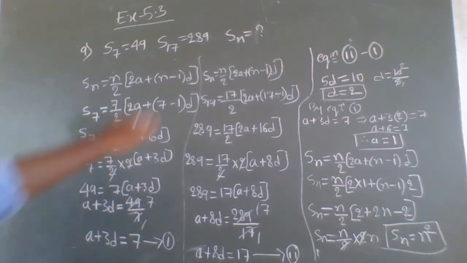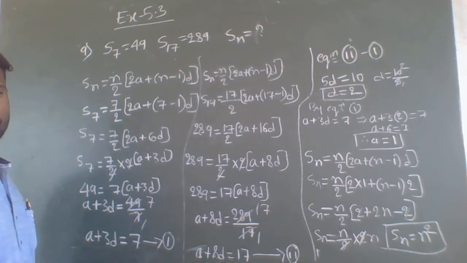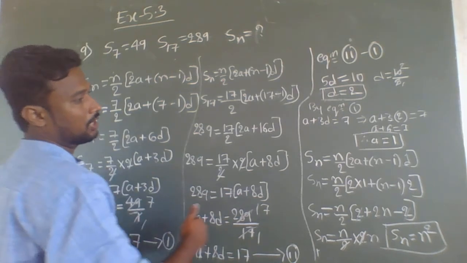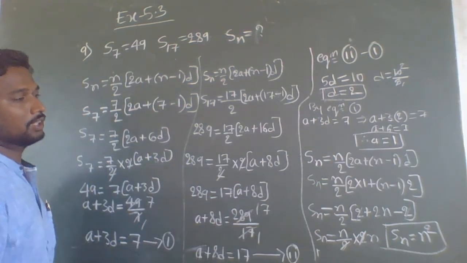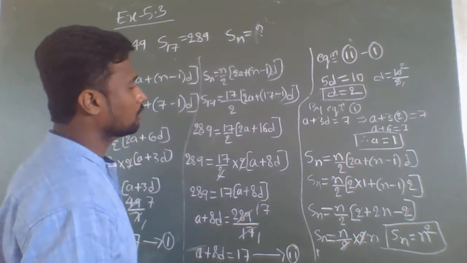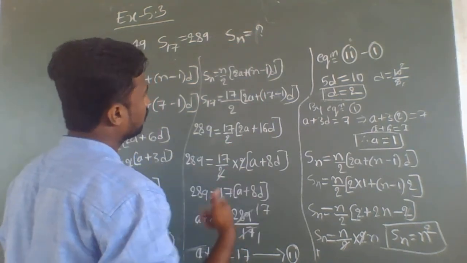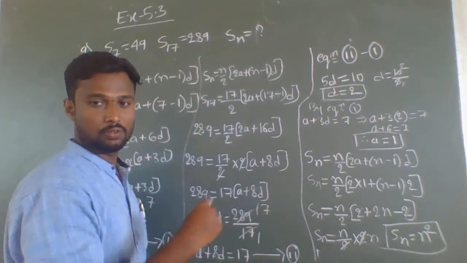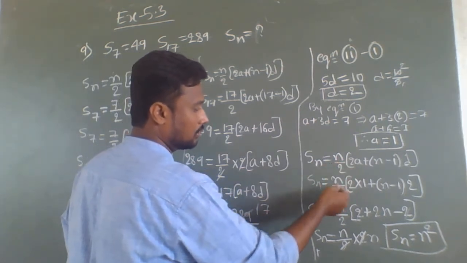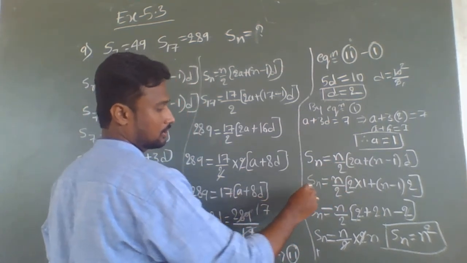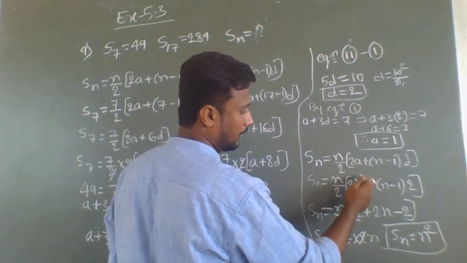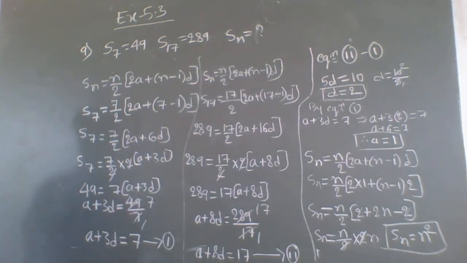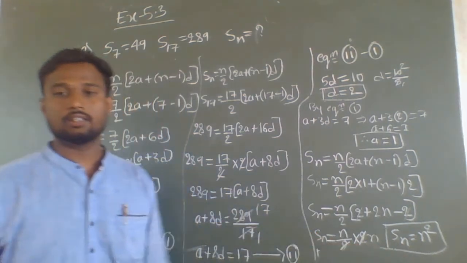Now I can insert this D value into equation 1 or equation 2 also. Here I inserted this D value into equation 1 and I got the value of A as 1. The A value is 1. So now I can calculate the sum of n terms. In the place of Sn I will write Sn only because we have to calculate the sum of n terms only, and the n value is n only. So Sn is equal to n by 2, and we got the values of A and D. By using these values, I got the sum of n terms as the final answer, n square.